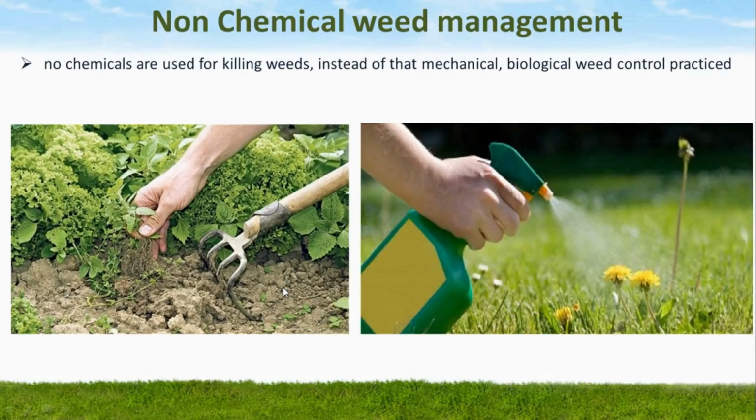Next component is non-chemical weed management. Weeds are unwanted plants grown in the field causing competition to crop and reducing the yield of crop. In organic farming, no chemicals are used for killing weeds. Instead of that, mechanical weed control, especially in row crops, is practiced. No herbicides are used. Various cultural, biological and physical methods are used for weed management. Botanical herbicides, mycoherbicides and bioagents are also used to control weeds. Weeds can be used for preparation of various organic manures.